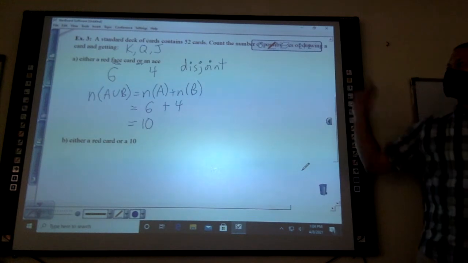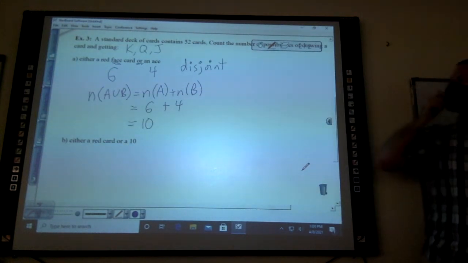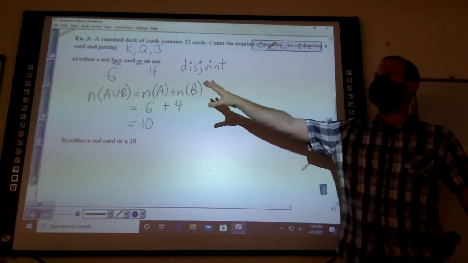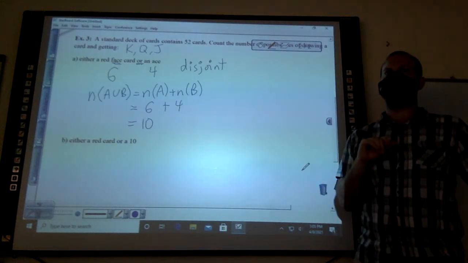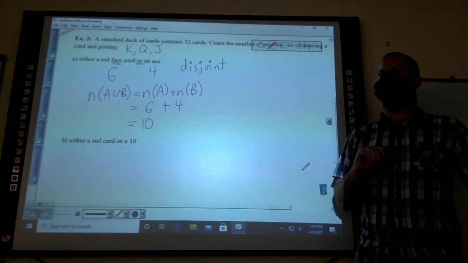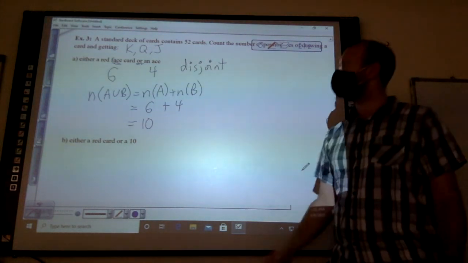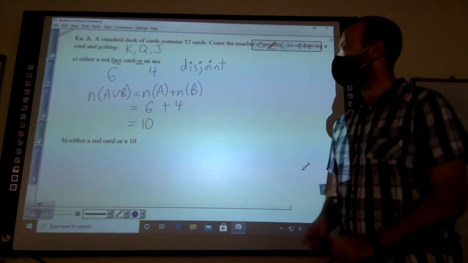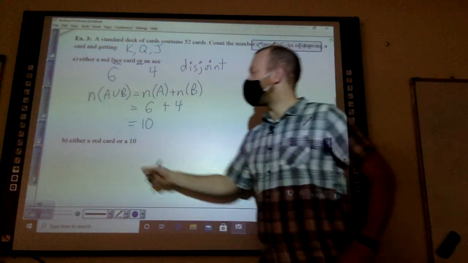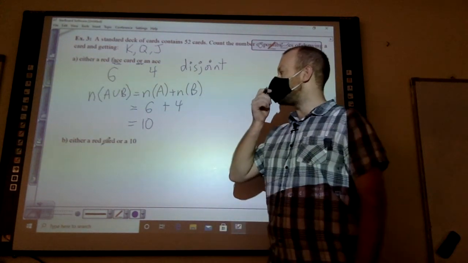So these two are disjoint. And because they're disjoint, I can just say what's the number in the first set and add it to the number in the second set. The number in A is 6 and the number in B is 4. So now let's look at either a red card or a 10.